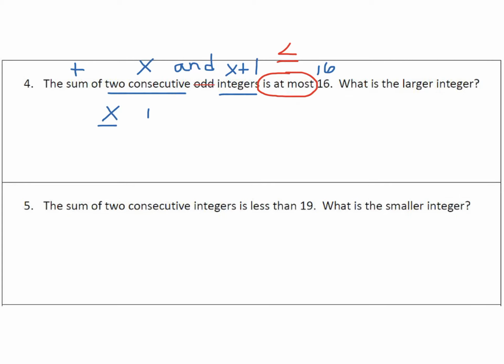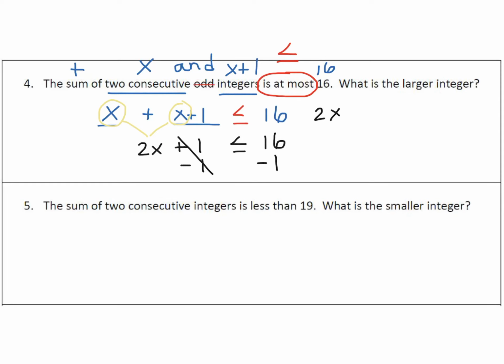So it's going to look like this. x plus x plus 1 is less than or equal to 16. All right. I want you to pause the video and then try to solve this on your own. Let's see what we can remember. I'm combining my like terms. I'm going to move away the constant term. And I'm going to divide by the coefficient of the variable term.